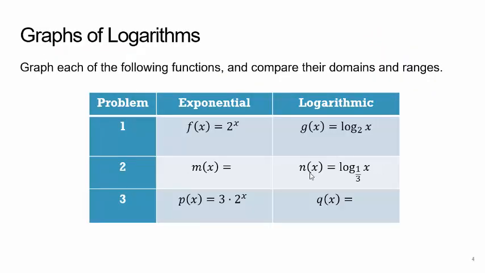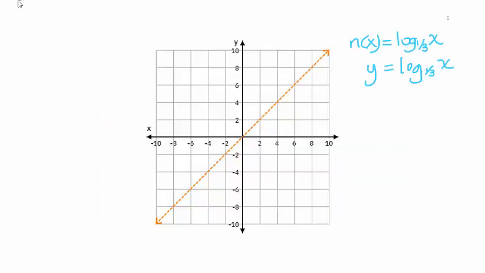For number 2, what if I wanted to graph m of x, which is an exponential function that's related to n of x, this logarithmic function, log base 1/3 of x. One thing we can do is write the equation of this exponential function. It has the same base, which is 1/3. So m of x equals 1/3 to the x, and then sketch the graph of this function, and then sketch the logarithmic function. But we'll see that it's not really necessary to sketch the exponential function if it's not required.